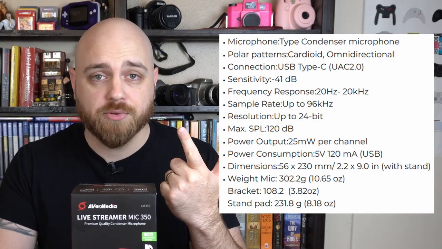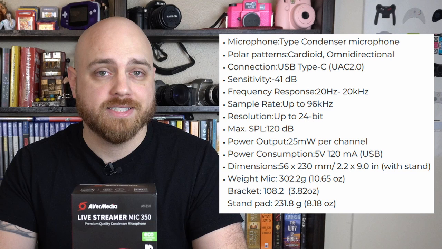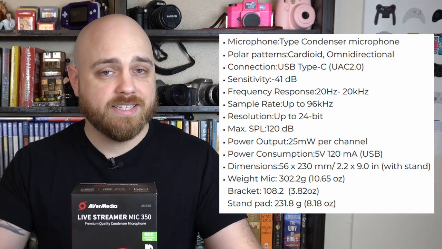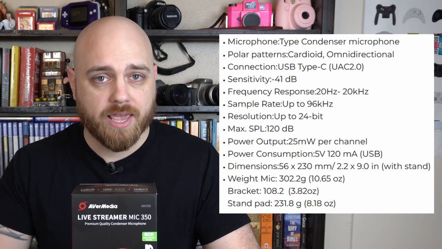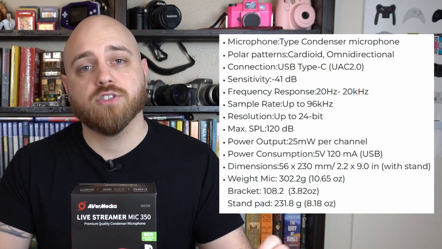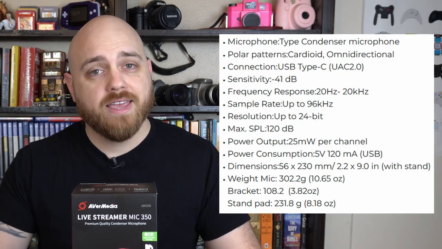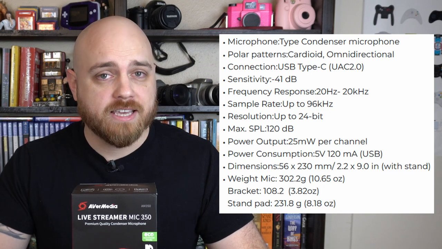Now, the Live Streamer mic is a condenser microphone. It has two different polar patterns, cardioid and omnidirectional, and it connects via USB Type-C. It has a sensitivity of minus 41 decibels and a frequency response of 20 hertz to 20 kilohertz. It has DIRAC audio tuning built in. The dials on the front of the microphone control the mic's volume and mute, and the other one actually controls monitoring. You can adjust both microphone monitoring and system monitoring using the same dial there.